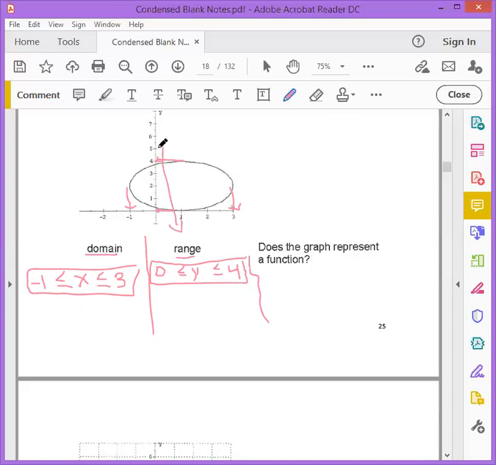Now, in drawing our vertical lines to perform the vertical line test, we see that each of these lines touch the graph 2 times. Now, because these single lines touch the graph more than 1 time, this is not a function. You would say no, not a function. This does not pass the vertical line test. So it's not a function.